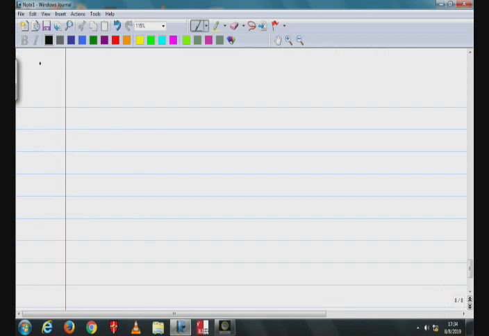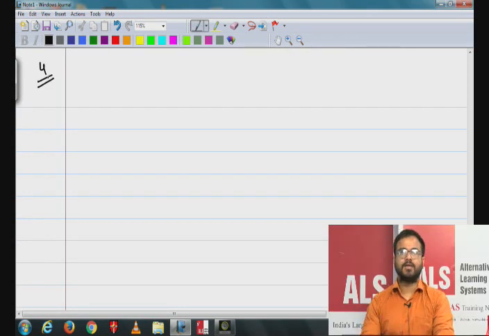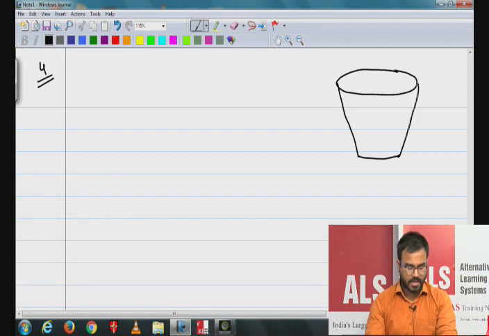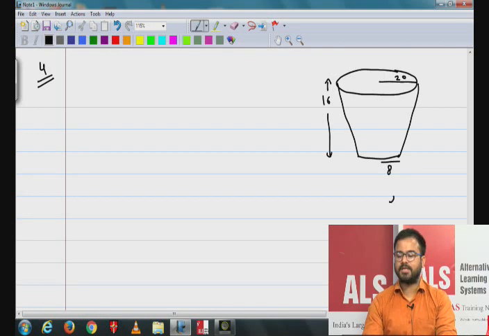Okay, now I am solving the fourth one. All of you please concentrate, Shillong Center. The question says that a container is like this, and we are given the height is 16. This height is 16. The radii of lower and upper ends are 8 and 20 centimeter. So this radius is 8 and this radius is 20. We have to figure out the cost of milk which can completely fill the container at the rate of 20 rupees per liter.